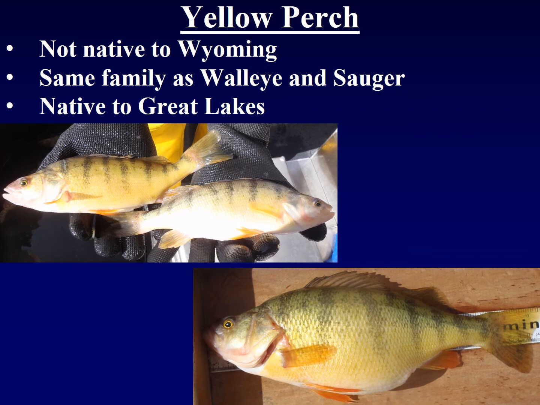Another fish that is in the same family as sauger and walleye but is not native to Wyoming is the yellow perch. Yellow perch are smaller than sauger and walleye, but were introduced to Wyoming because they are fun to catch and excellent to eat. They are very common in Boysen Reservoir and Ocean Lake.